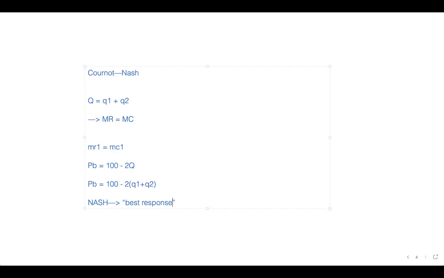Now, the other thing is it's the best response, assuming the other player doesn't change. So you're choosing your best response to what you see the other player doing. That's Nash behavior. And the way that we end up modeling it is we have to start with our definition of revenue.